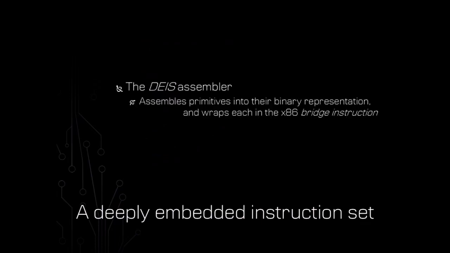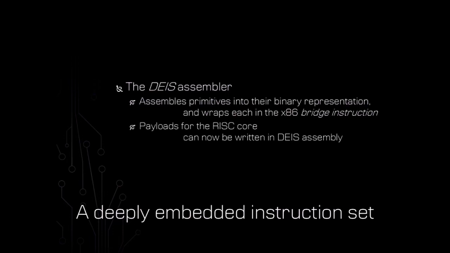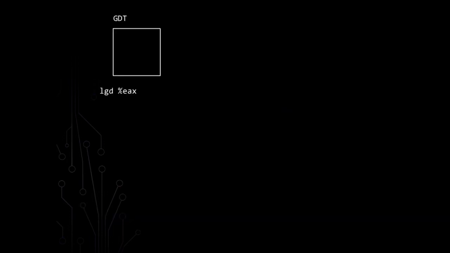So at this point, I decided to go all out, and I wrote a complete assembler for this custom assembly language that I called the DICE assembler, which basically means that I can write instructions in one of their primitive forms like this at a high level, and then get it encoded into a binary format. I can then wrap each of those instructions in the x86 bridge instruction and send that instruction over to the RISC core in order to execute that instruction.